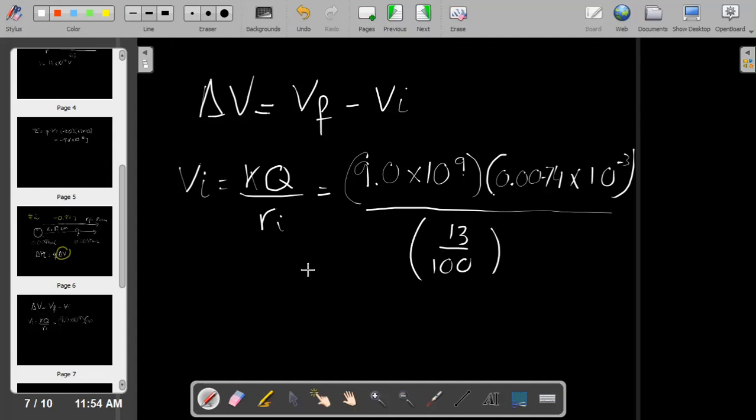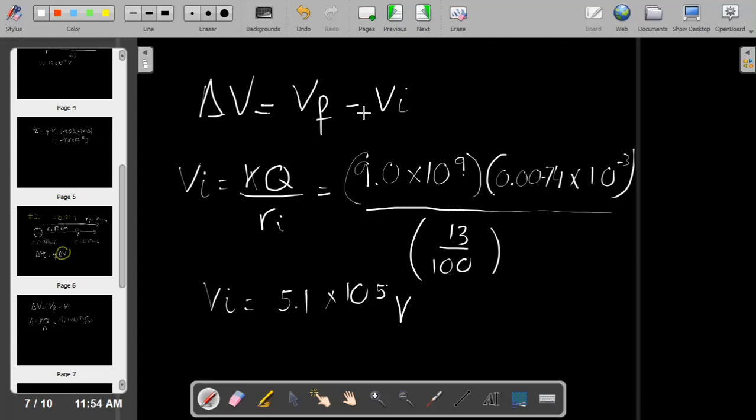Put everything in your calculator. Use your parentheses correctly. If you don't remember how to do that, you can do the top first and then find out what the bottom is second, and then divide one by the other to find the initial electrical potential. The value I got is 5.1 times 10 to the 5 volts. Okay, so we're not done.